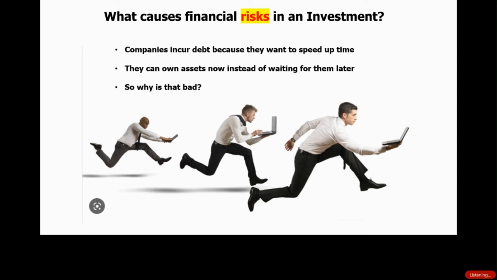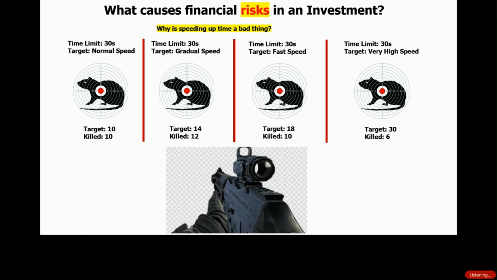A company takes on debt because they want to speed up time. They want to have that machine in order to make that product today, and they don't want to have to wait 5 years to save up enough money to buy that machine. So you might be thinking, why is that bad? I might have a little bit of a silly example here, but I'm going to use it anyway to symbolically represent what's happening here.